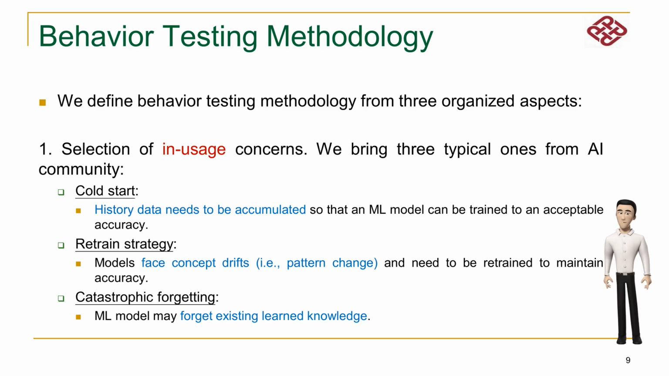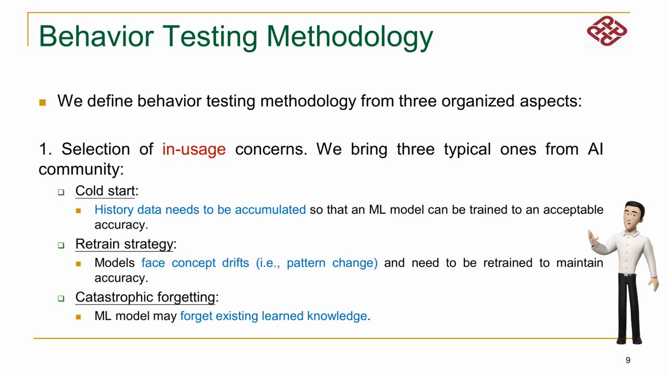We define the behavior testing methodology from 3 organized aspects. We first discuss the selection of in-usage concerns. As said, in-usage concerns refer to model accuracy change during usage. In-usage concerns have been heavily studied in the AI community. We select 3 typical ones: cold start, retrain strategy, and catastrophic forgetting. And our methodology can be easily extended.